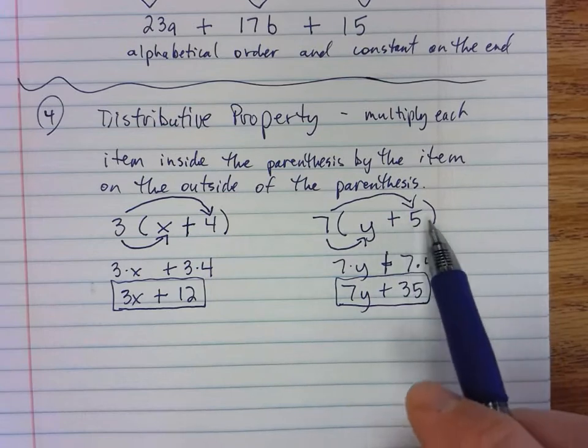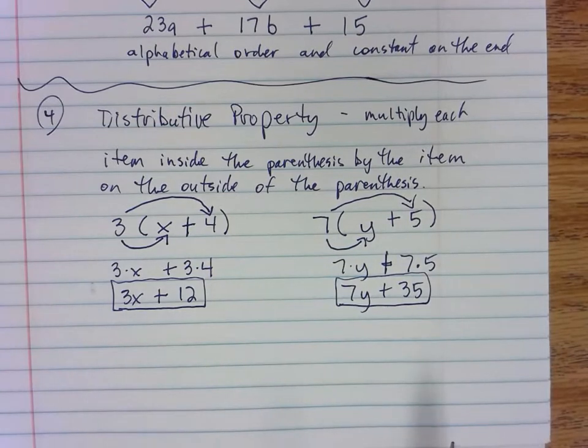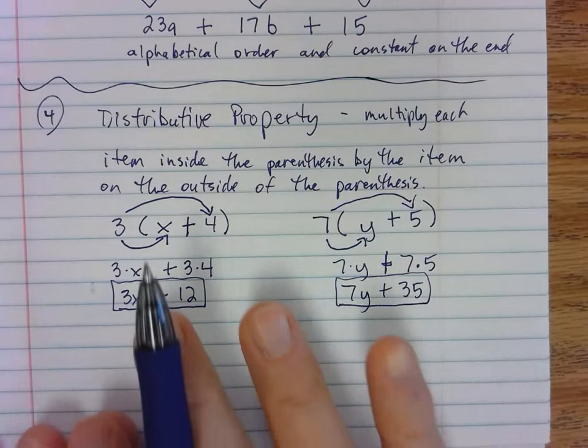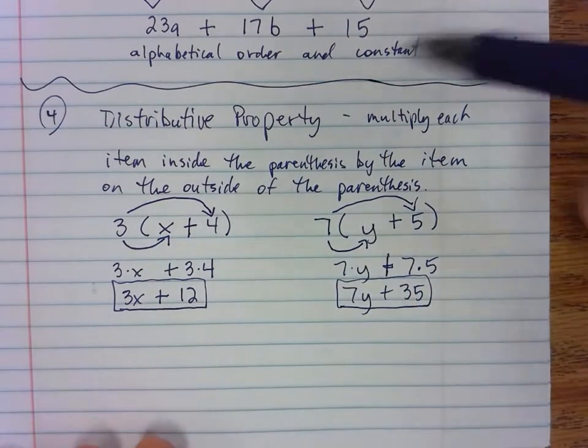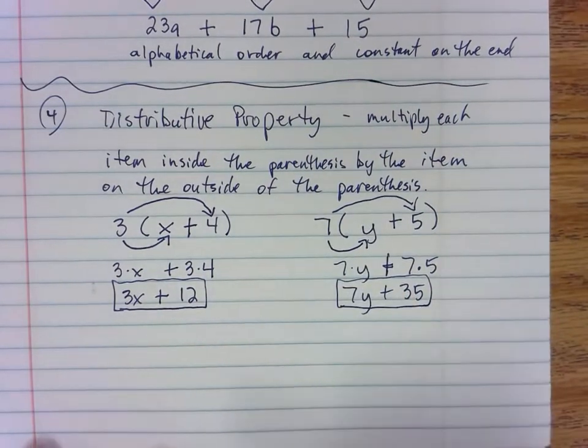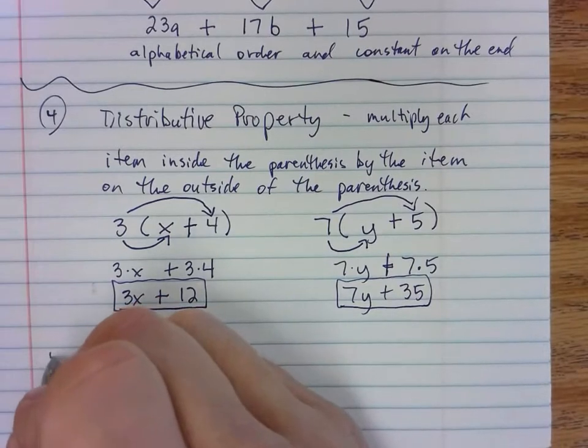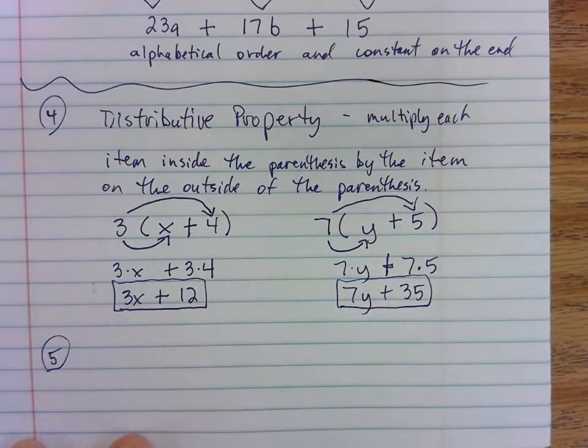Took both items on the inside, multiplied that by the 7 on the outside. Okay? So now I'm going to take this, and we're going to bump it up a notch, and we're going to do the combining of like terms and whatnot like we did up in the previous problems. Are you ready? Say yes. Good. I'm glad you are.